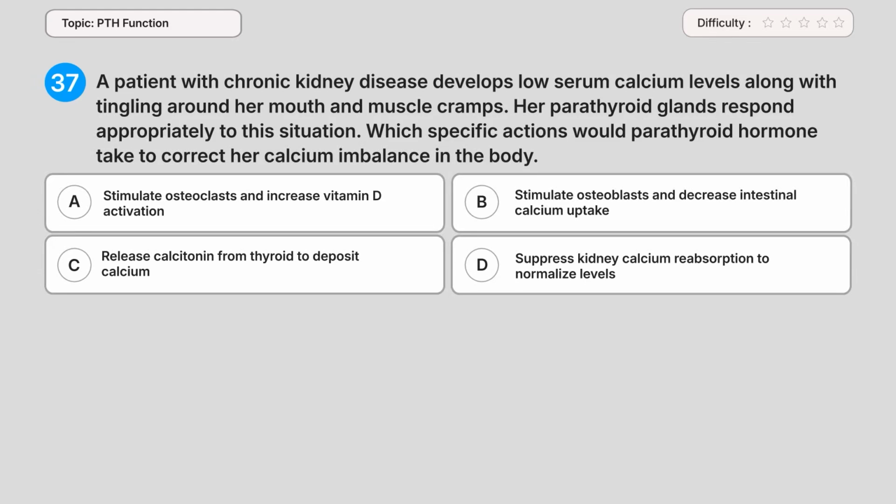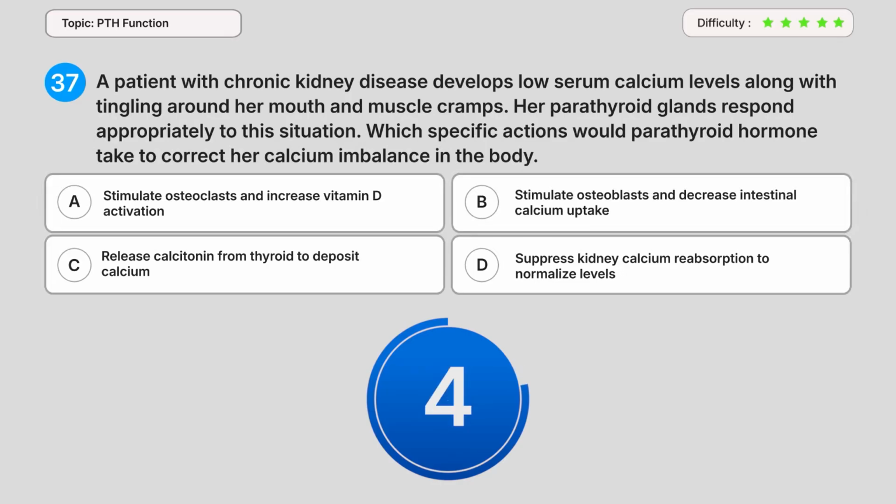Question 37. A patient with chronic kidney disease develops low serum calcium levels along with tingling around her mouth and muscle cramps. Her parathyroid glands respond appropriately to this situation. Which specific actions would parathyroid hormone take to correct her calcium imbalance in the body? A. Stimulate osteoclasts and increase vitamin D activation. B. Stimulate osteoblasts and decrease intestinal calcium uptake. C. Release calcitonin from thyroid to deposit calcium. D. Suppress kidney calcium reabsorption to normalize levels. Can you guess the answer?